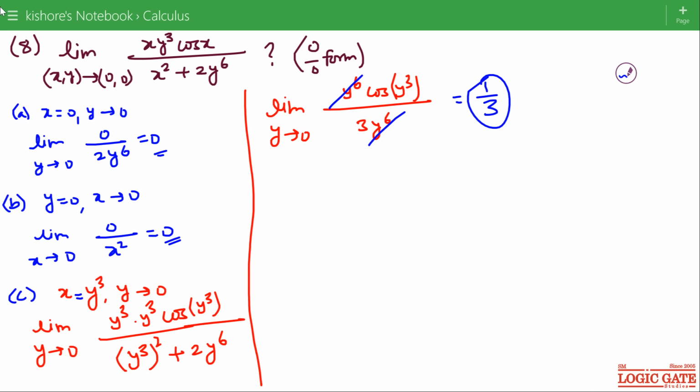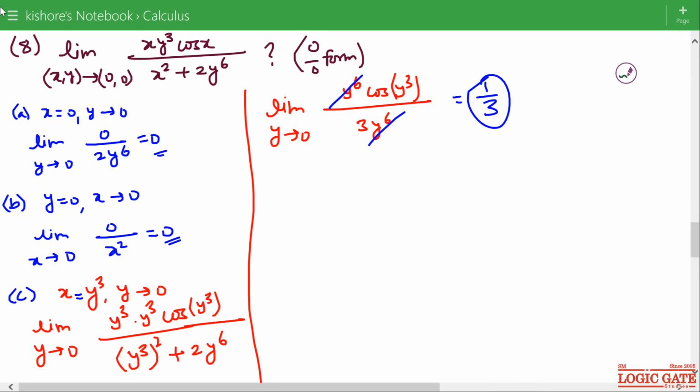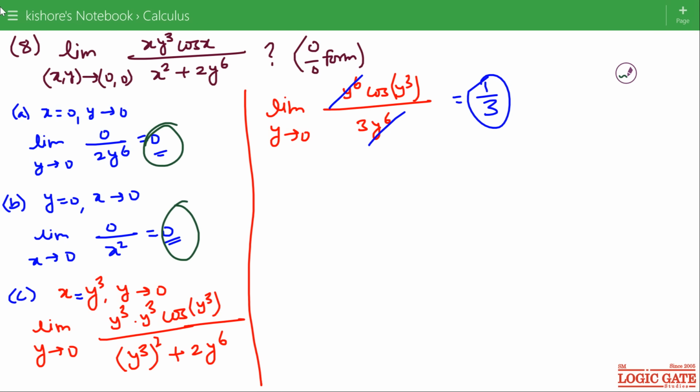So we have tried 3 different paths. In the first 2 cases the limits were the same, but in the third case the limit was different from the 2 previous limits. It is 1 by 3. So the limit of this function does not exist, DNE.